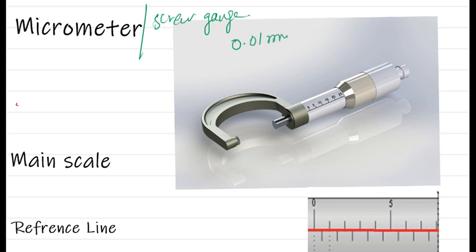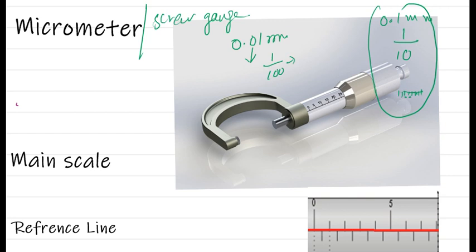So what is the difference? For the vernier caliper it was 0.1 millimeter. What does it mean? It means 1 over 10. If we have a 1 millimeter line and divide it into 10 parts, one segment we can easily measure with the help of a vernier caliper. But just look here in the micrometer. What is this? 1 over 100. Oh my goodness, 1 over 100.